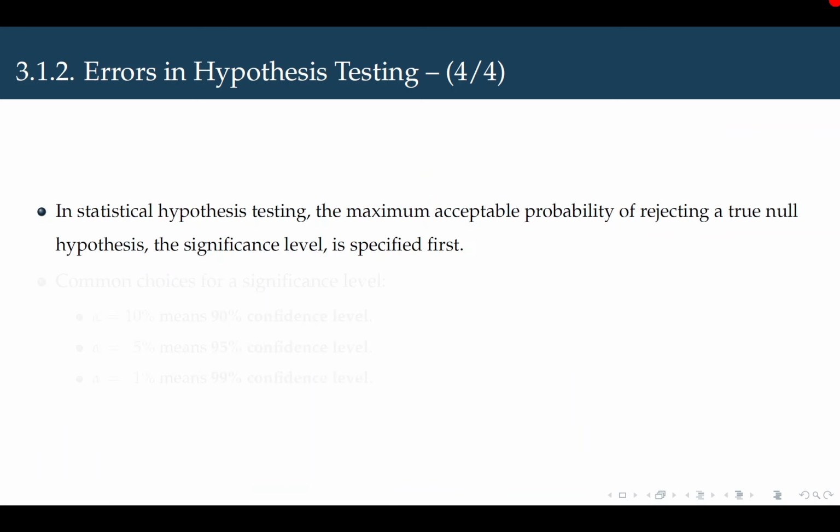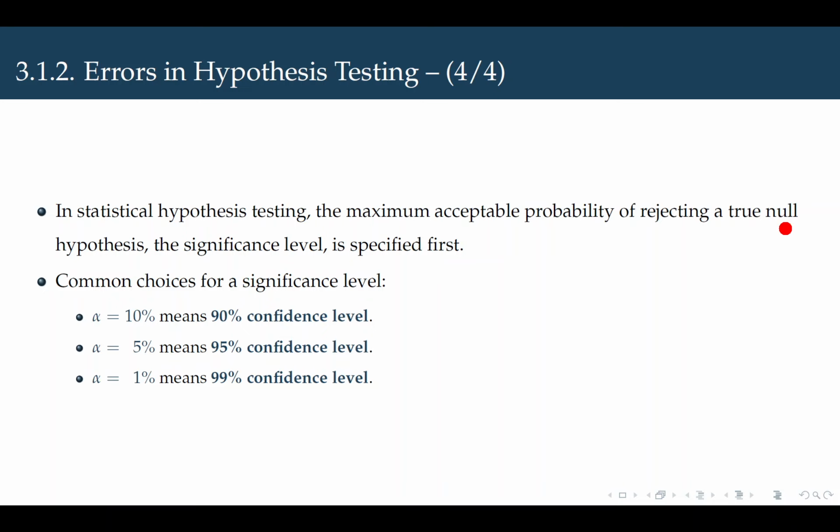So we need to specify the maximum acceptable probability of rejecting a true null hypothesis, or the probability of committing type 1 error first. And the common choices for this significance level are 10%, 5%, and 1%. As said before, a significance level is nothing but the probability of rejecting a true null hypothesis, or the probability of committing type 1 error. So common probabilities of type 1 error are 10%, 5%, and 1%.